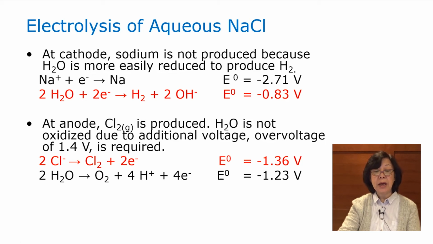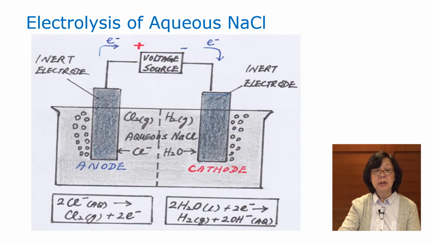oxidized into chlorine gas. Therefore, the overall in the electrolysis of aqueous sodium chloride is to produce chlorine gas at the anode and hydrogen gas at the cathode. And the electron is still flowing from the anode compartment into the cathode compartment, and an inert electrode, such as platinum, is used as electrodes.